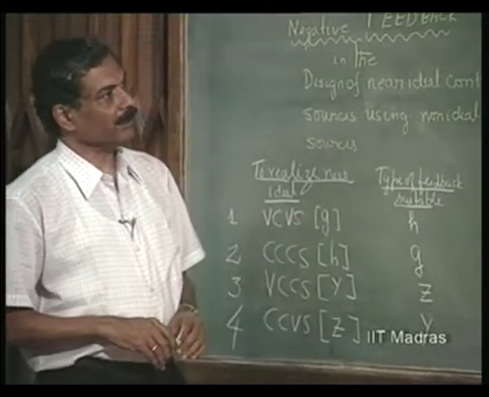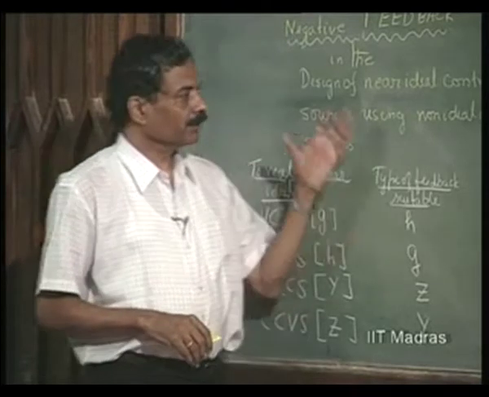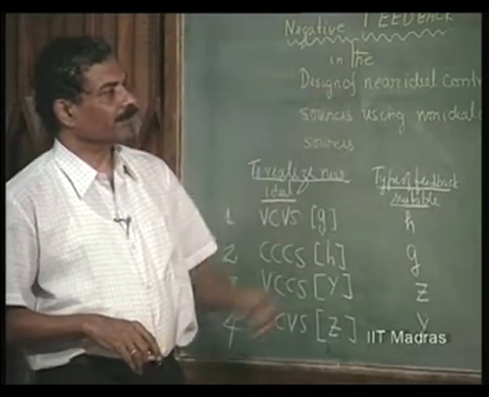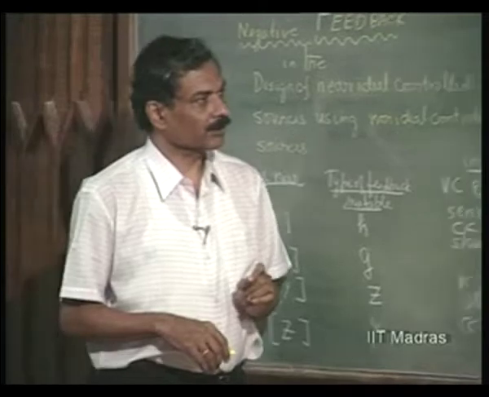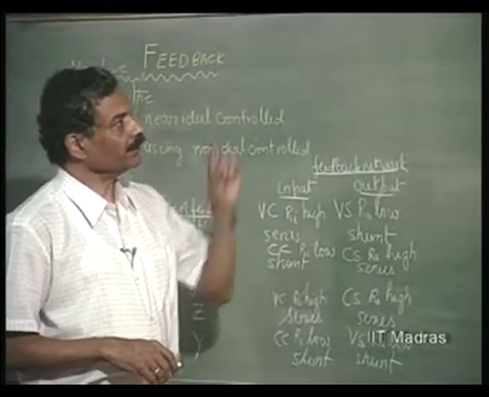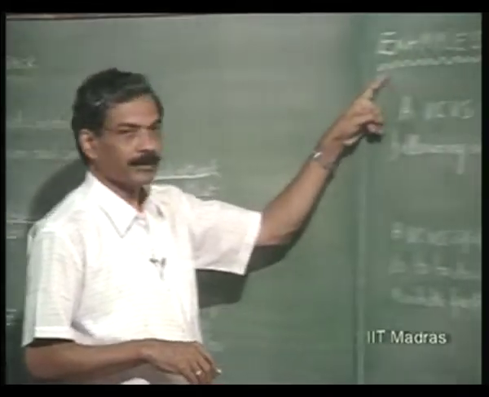So, this is the summary of how negative feedback can be utilized for designing near ideal sources from non-ideal sources. Let us take an example now to illustrate this.